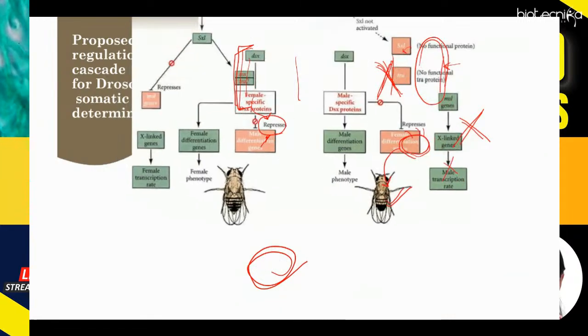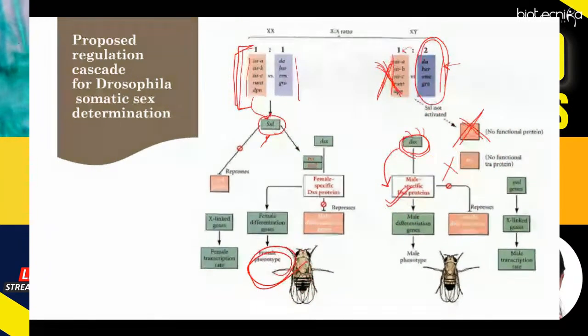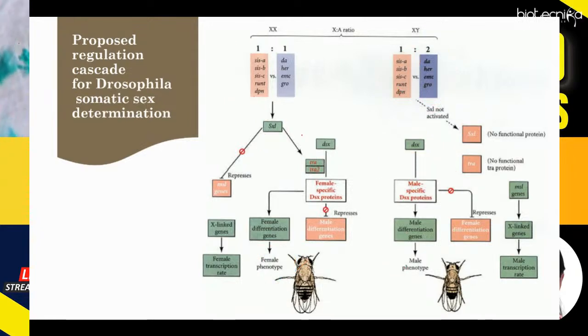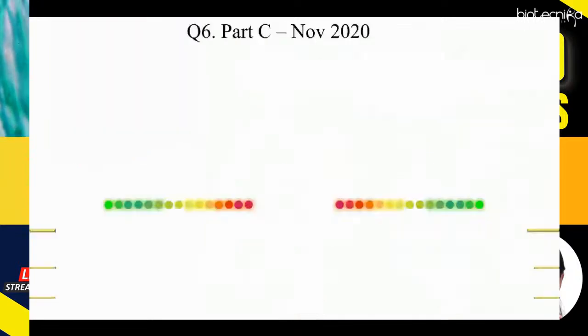If you have the required molecules, then it will go for male specific splicing, which will give the male phenotype. But if SXL is present, then it will activate TRA and TRA2, and in that case, it will activate the expression of DSX in a female specific manner. In that case, you will get females. That is why when the ratio is 1 is to 1, you get female. And if you get 1 is to 2, where the ratio is 0.5, then you get male.